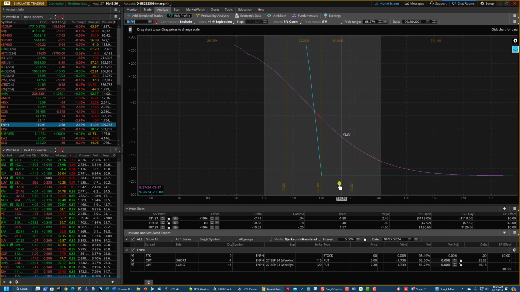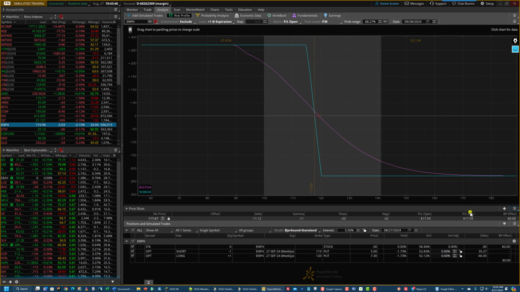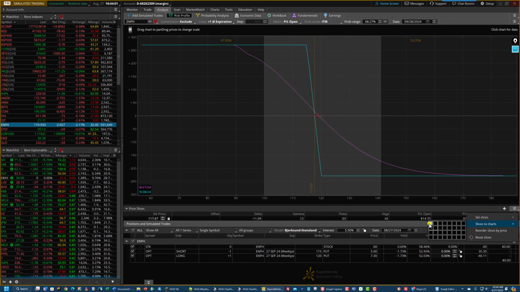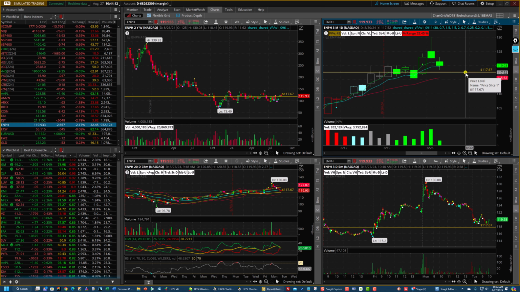And here's the analysis. Now the next thing I want to do is I want to go down here and change this. I want to set slices to break even on expiration day. So the break even mark is here, right there on expiration. Now I want to do this. You click on this and set slices to charts. Just click on the first window. And what that does is it puts the line here, which would be break even.